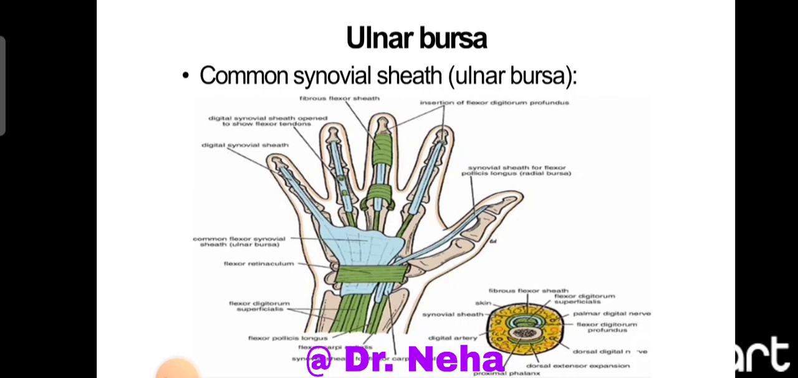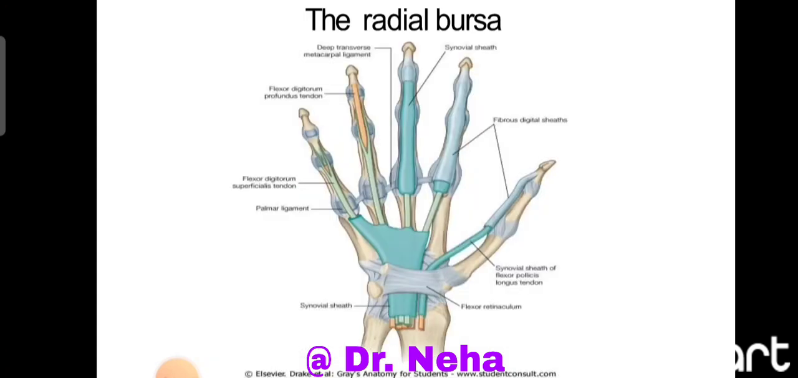Then these flexor tendons of the extrinsic muscles in the hand, they are enclosed within a synovial sheath. This synovial sheath is termed as ulnar bursa, as we can see in the diagram. This blue colored structure, which is enclosing the tendons of medial forefingers in their proximal aspects, this is the ulnar bursa. And the radial bursa is again a synovial sheath which is enclosing the tendon of flexor pollicis longus. This is a separate synovial sheath for the tendon of flexor pollicis longus.